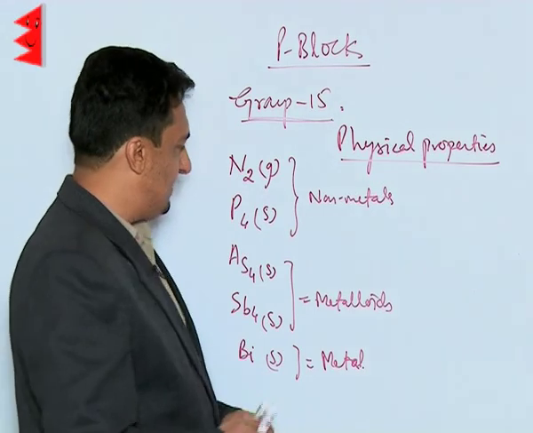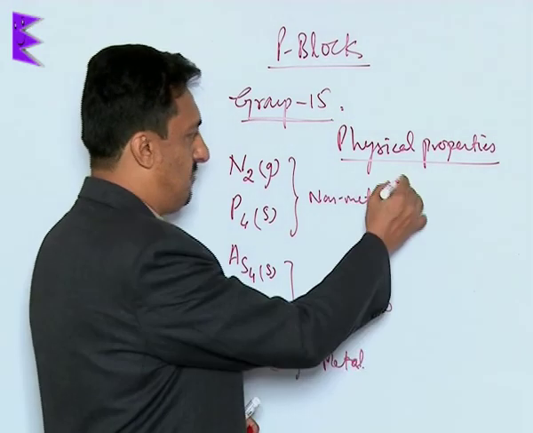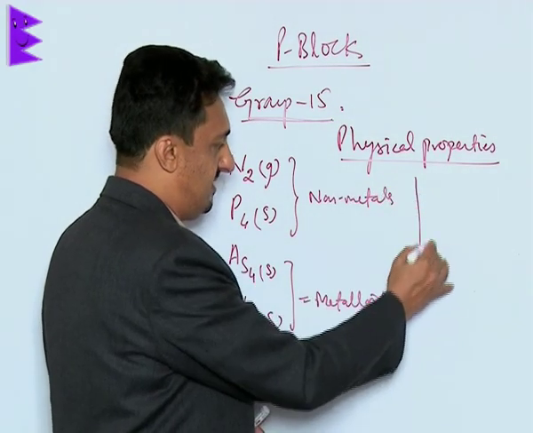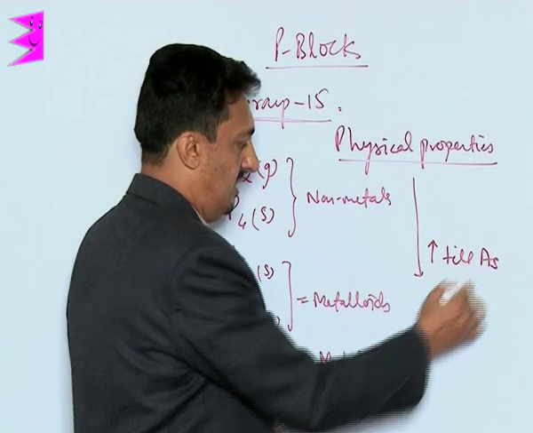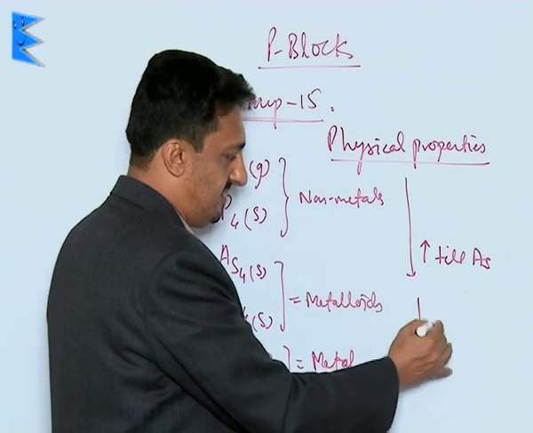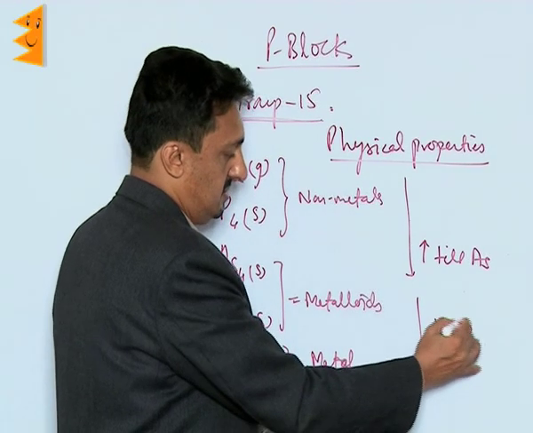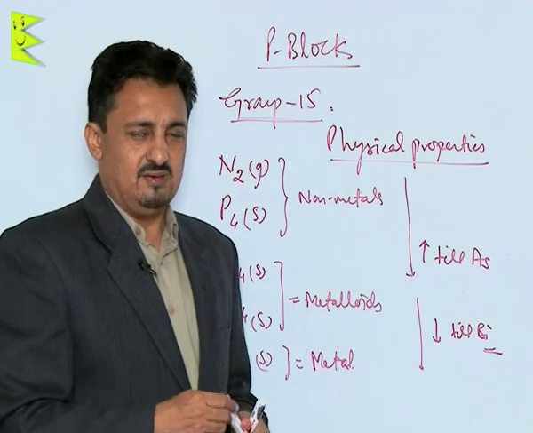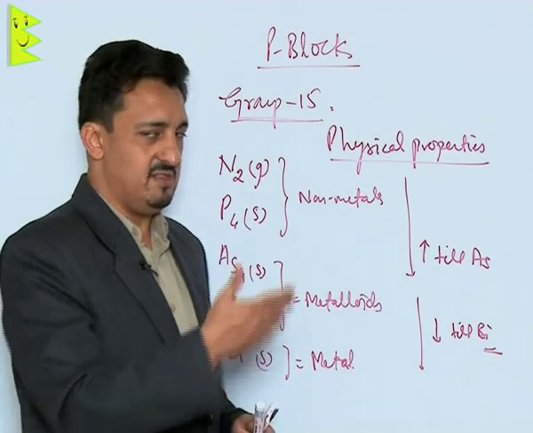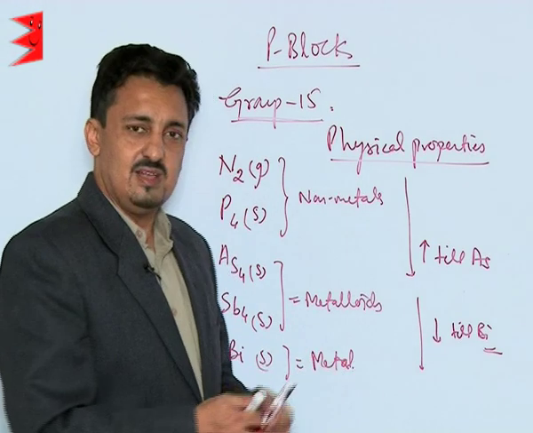What else we can discuss is their melting points. Their melting points increase up to the middle of the series, till arsenic, and then it decreases till bismuth. Boiling point as such always depends on the atomic mass or molecular mass, so it always increases down the group. So these are their certain very specific physical properties.